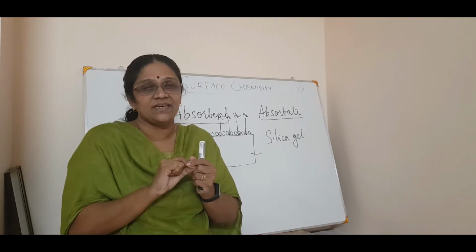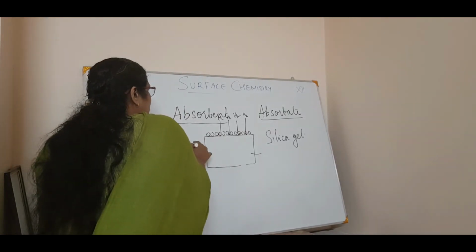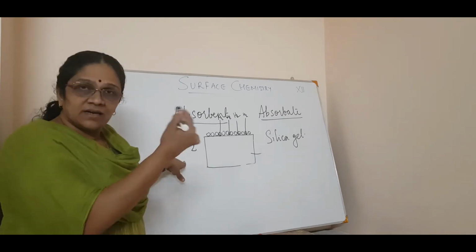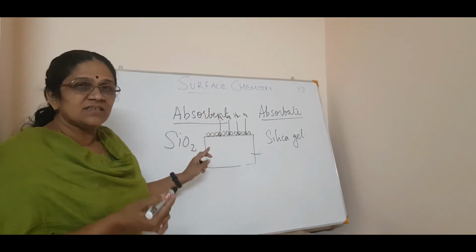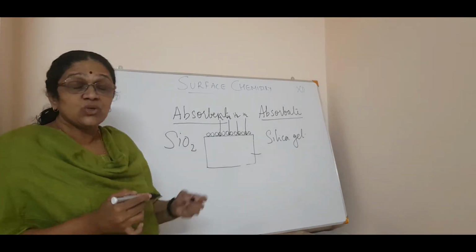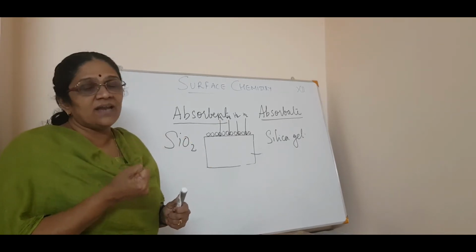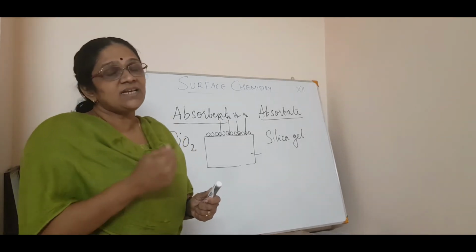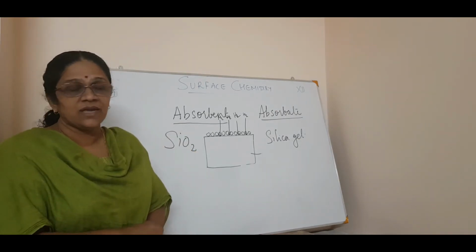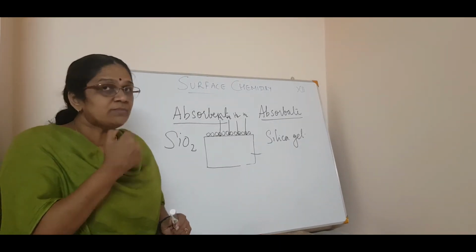Small granules of SiO2, silica, from silica hydrate, that you will study later. So small granules of silica, that is silicon dioxide. It has the capability to absorb moisture and thereby prevent fungus. That is why we put silica gel inside leather bags and all. So that is one example of a good absorbent. It's a very good absorbent.